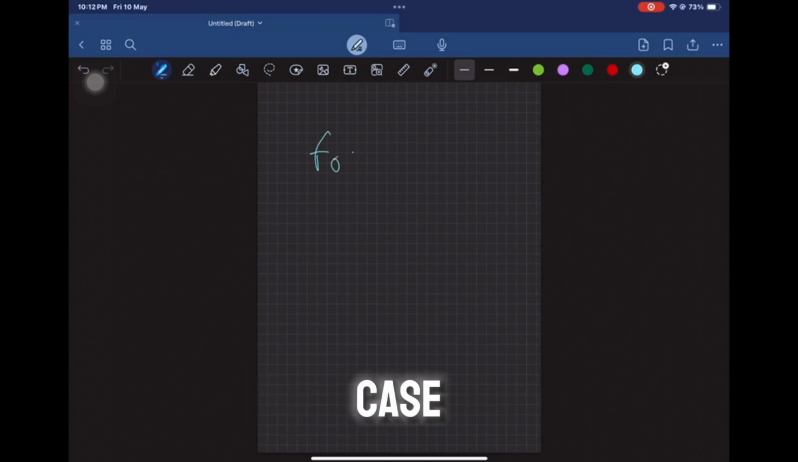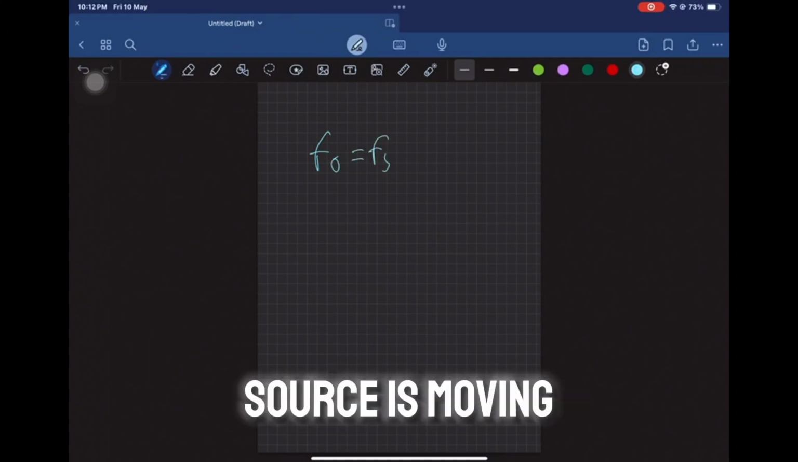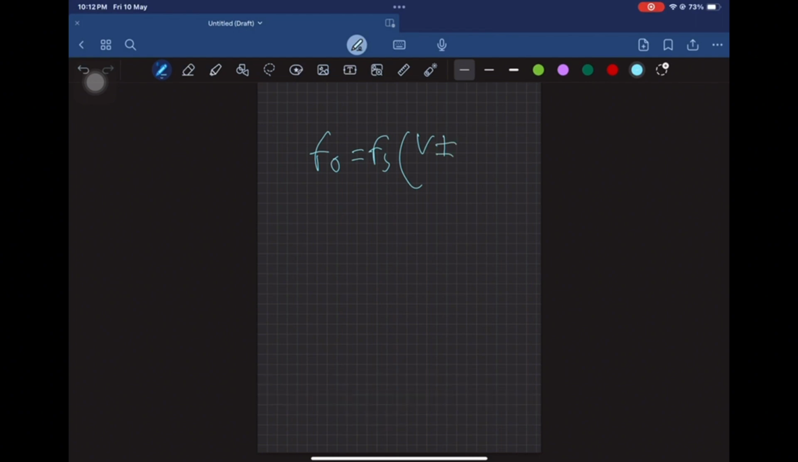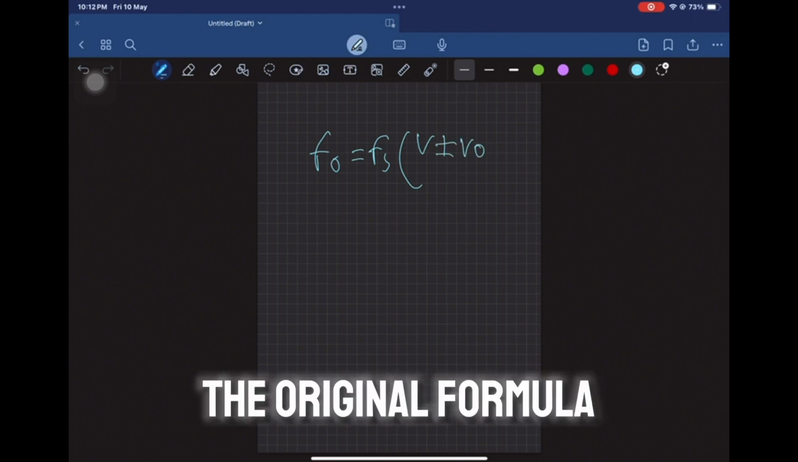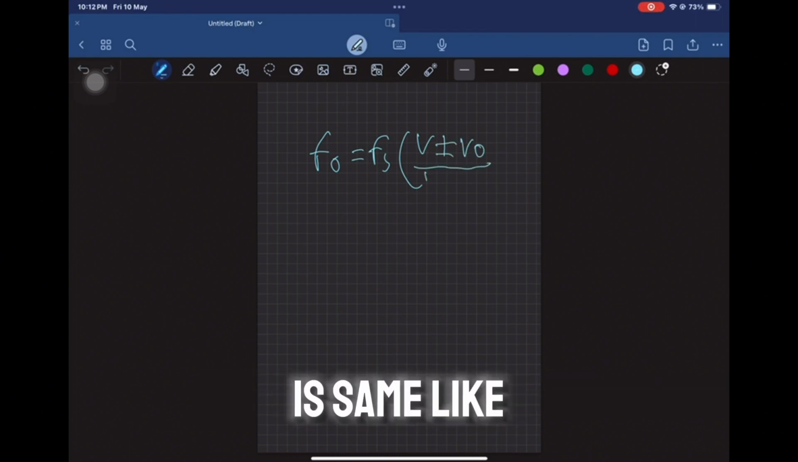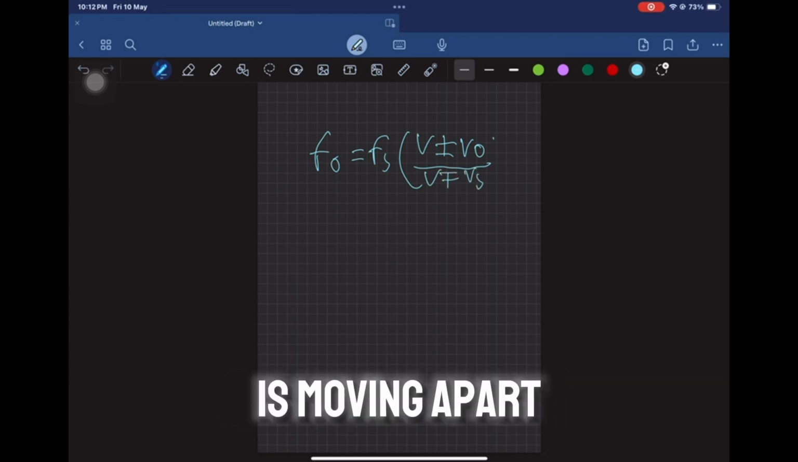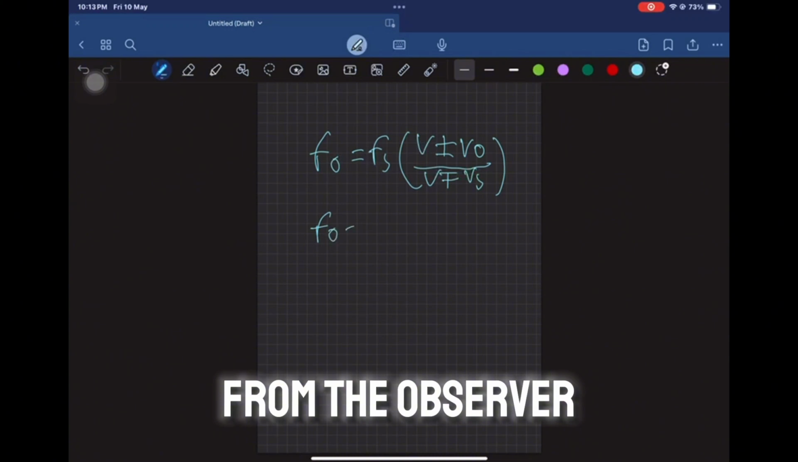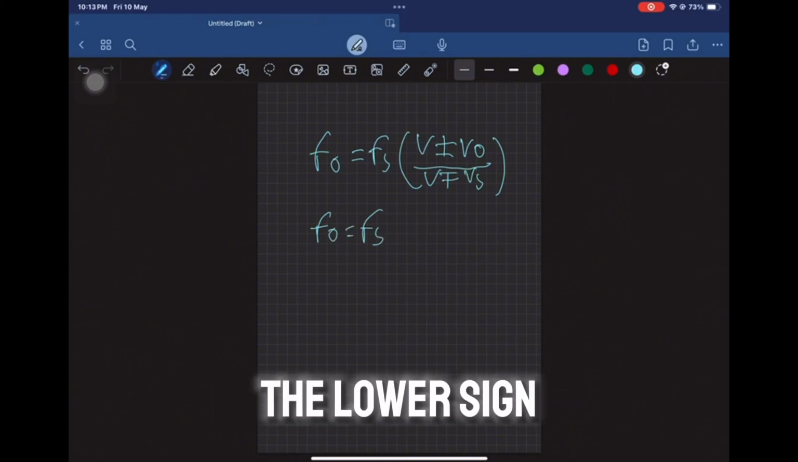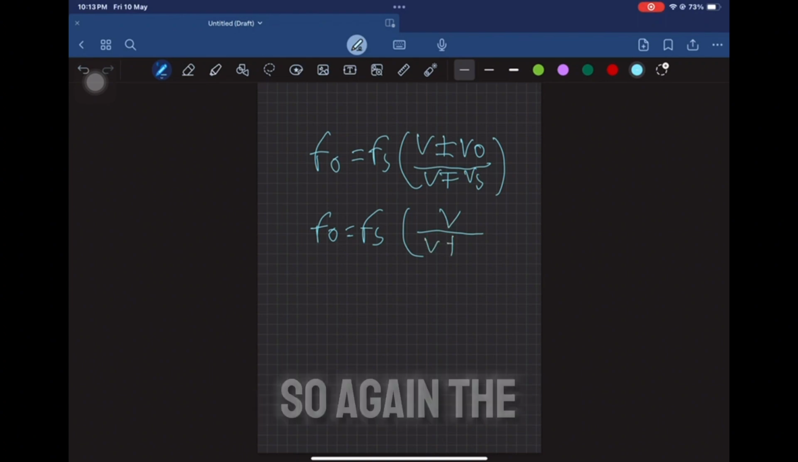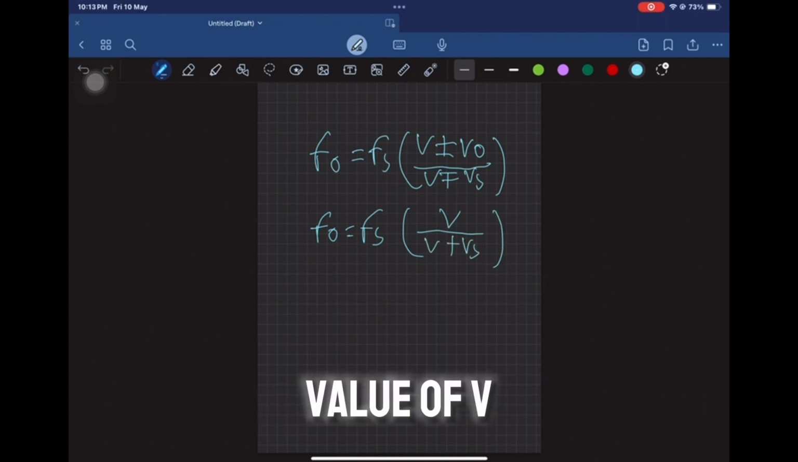Next, the second case, which is the source is moving apart from the observer, who is at rest. The original formula is the same as before. Since the source is moving apart from the observer, then we use the lower sign. Also, don't forget the observer is at rest, so again, the value of vO is 0.